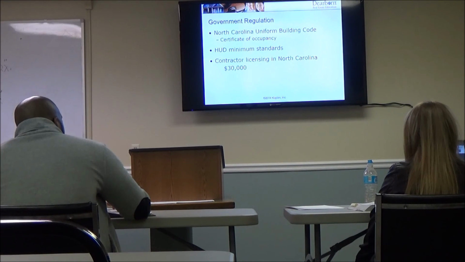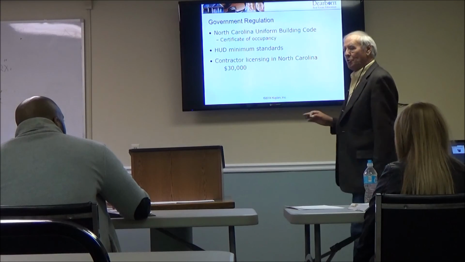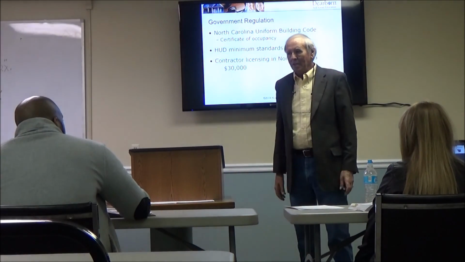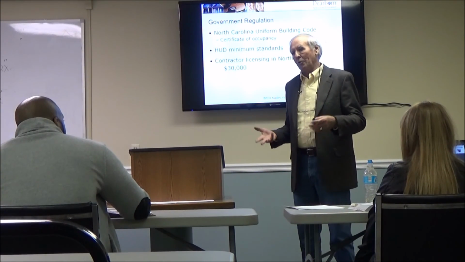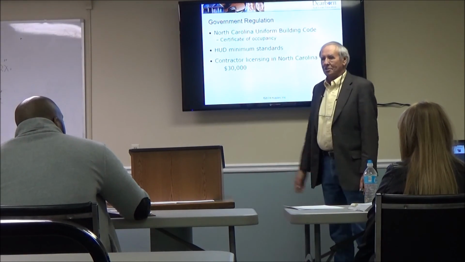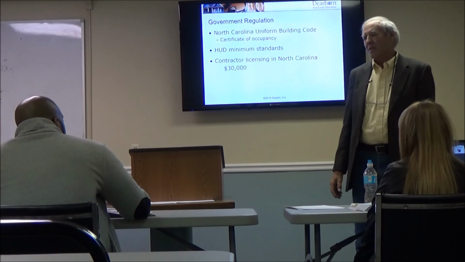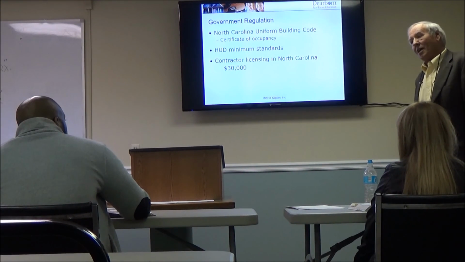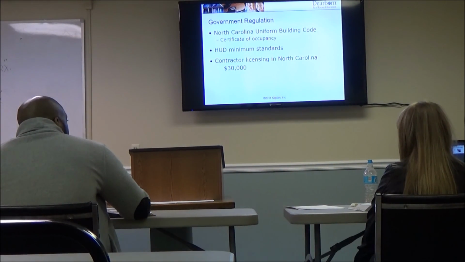Now, a contractor's license in North Carolina. If you as a homeowner want to do things to your home yourself, you can do that with permits and all that stuff and do it yourself, as long as the cost is under $30,000. Anything above $30,000 construction cost, you're going to have a licensed contractor.